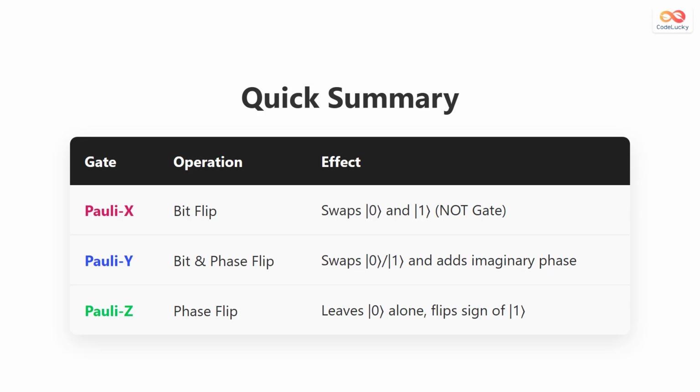Here is a quick summary. Pauli-X is your bit flip, Pauli-Z is your phase flip, and Pauli-Y is a combination of both. These three gates form the basis for controlling single qubits in any quantum algorithm.